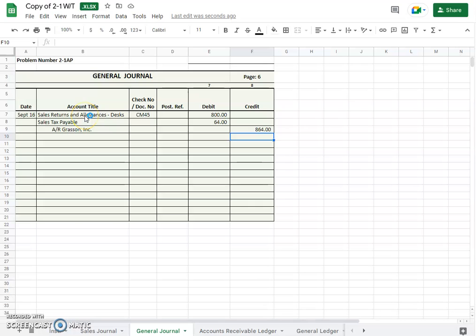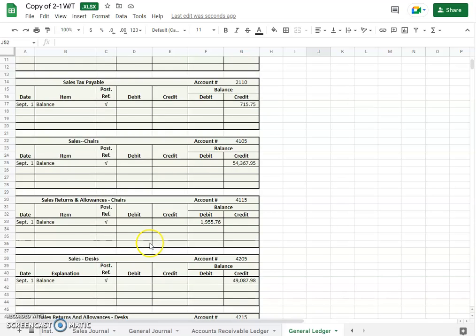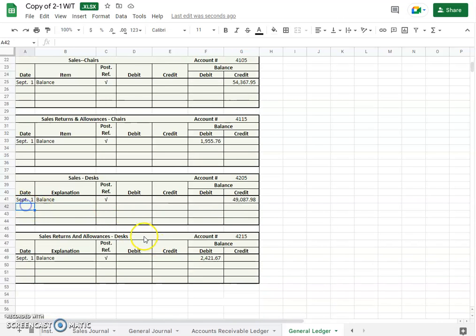Sales returns and allowances for desks, $800. So we'll go back to our general ledger on the 16th. And this was from general ledger, page 6. And we'll have a debit of $800. Oh, I'm on sales, not sales returns and allowances. We'll just paste this down here.